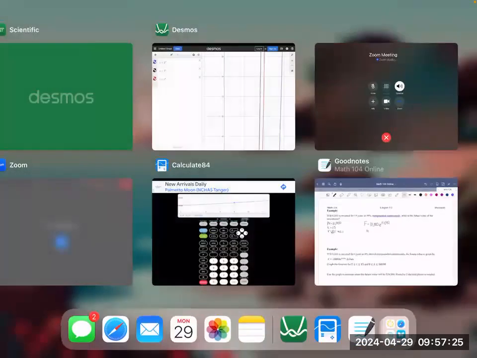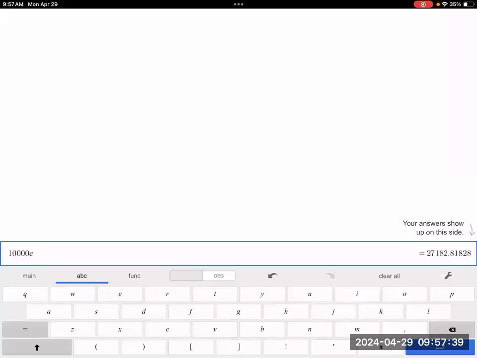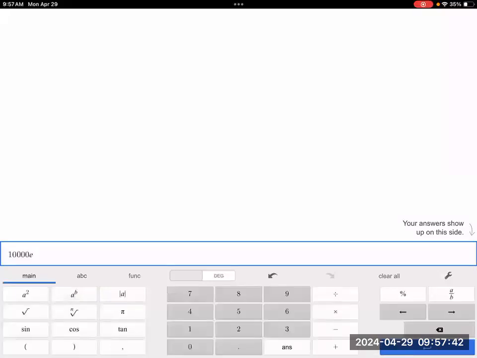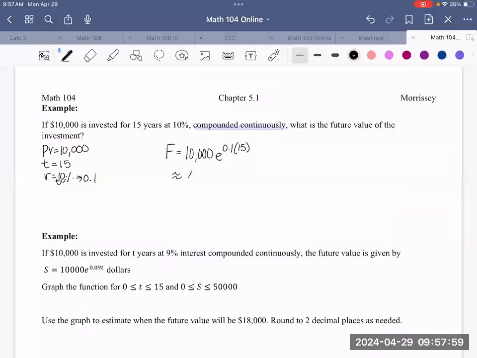Let's try that out. Now, I haven't done decimals in a minute, so we'll do this one here. So we have $10,000 times e. Let's see, going to your ABCs, we have e over here raised to the 0.1 times 15. And there you have it. We have $44,816.89. Now I'm going to also do that on your graphing calculator as well.